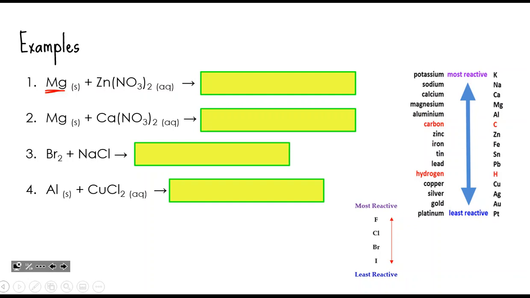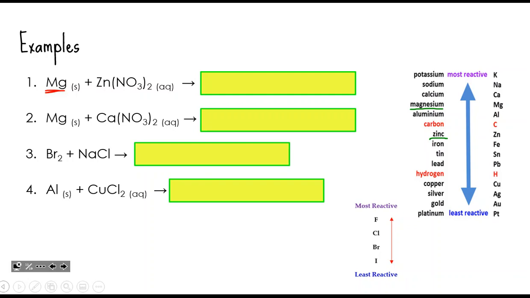So, nitrate's the anion, the zinc is the cation. The magnesium could only replace the zinc because magnesium's a metal, so it's only going to lose electrons. It's only going to become a cation. Now let's look at our activity series. Here's magnesium. Here's zinc. Is magnesium more reactive than zinc? Is it higher up? Yes, it is. So this one will occur and the reaction will switch.